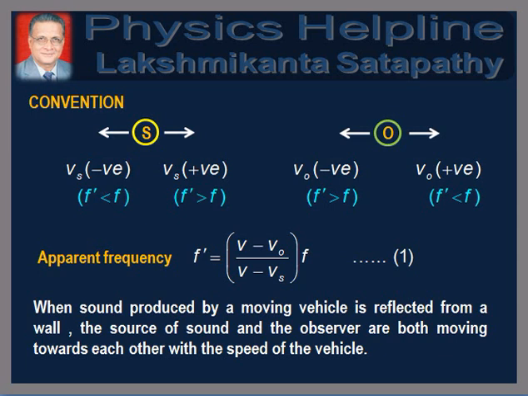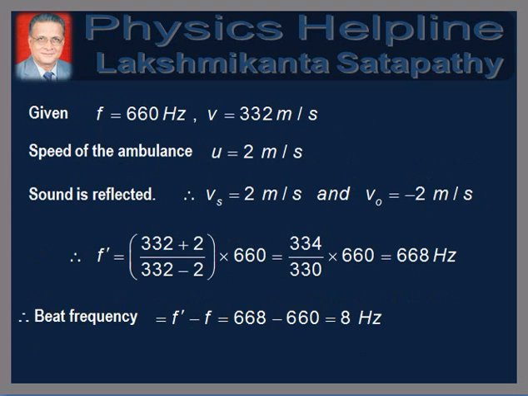the frequency. When both the source and the observer are moving with positive velocities, then the apparent frequency is given in equation 1. When sound produced by a moving vehicle is reflected from a wall, the source of sound and the observer are both moving towards each other with the speed of the vehicle. Now we are in a position to solve the problem in the question using these concepts.